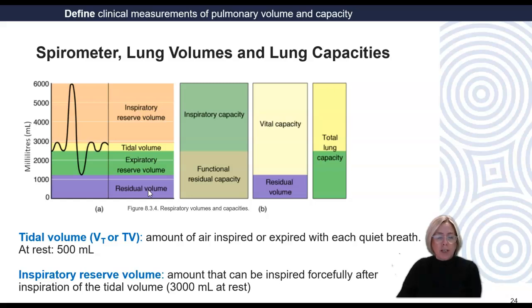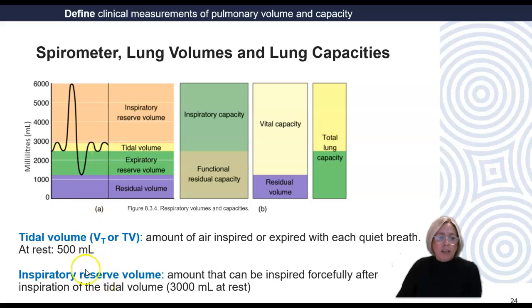So just as you're sitting there listening to me going on and on, what you're doing is you're taking tidal inspirations and expirations. The tidal volume is abbreviated to VT or TV, and it is the amount of air inspired or expired with each quiet breath. So just in and out, in and out, and at rest that's about half a litre or 500 mils.